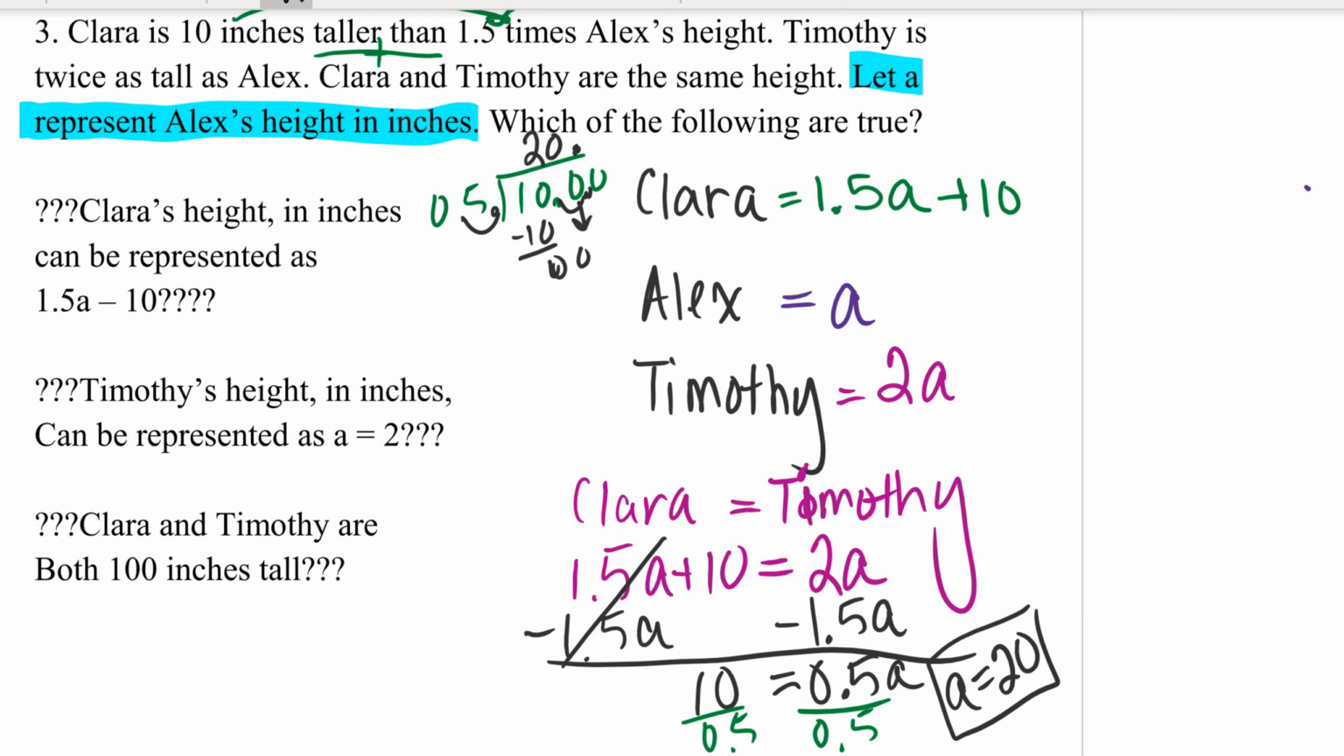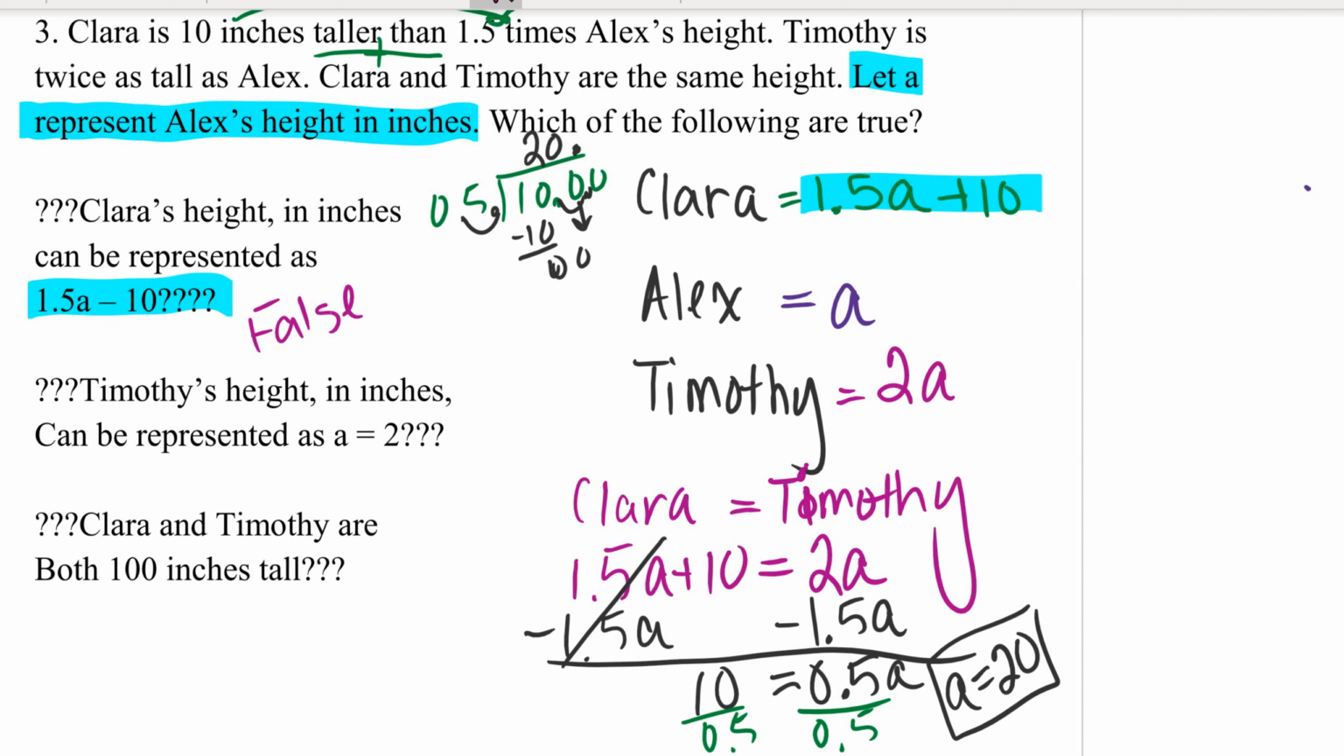Okay, so look at the first question, because they want to know which one is true. Clara's height in inches can be represented as 1.5 minus 10. That's not what we wrote over there, so I would have to say that this is a false statement. It's not true. It said that she's 10 inches taller than 1.5, so it's not a minus.